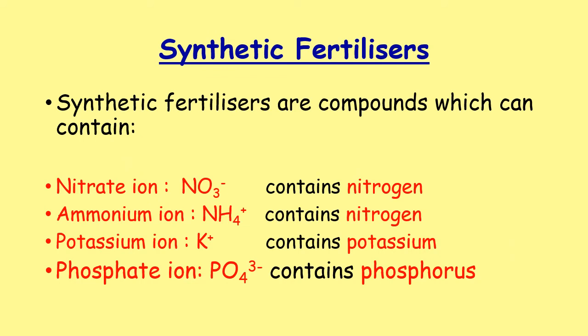Synthetic fertilizers are compounds which can contain lots of different ions. The main ions responsible for the fertilizer properties of chemicals are the nitrate ion, NO3-, which contains nitrogen, the ammonium ion, NH4+, which also contains nitrogen, the potassium ion, which unsurprisingly contains potassium, and the phosphate ion, PO4, which contains phosphorus. Compounds can contain mixtures of these different ions to give different ratios of nitrogen, potassium, and phosphorus.